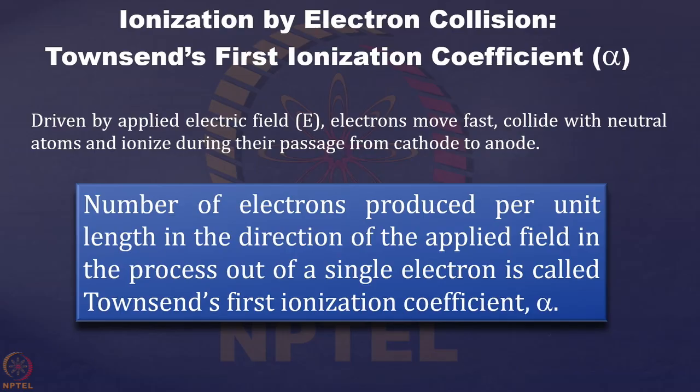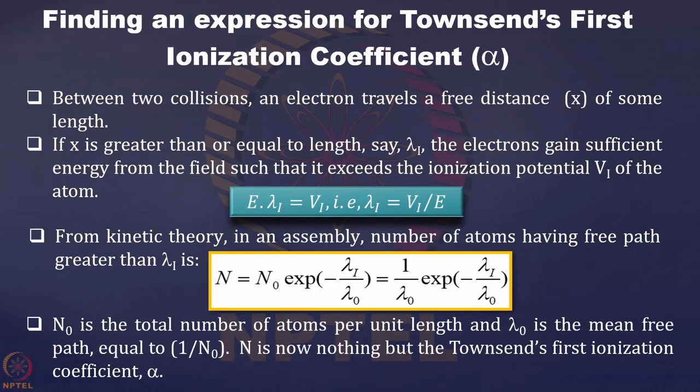So an electron is driven by an electric field, then it gains energy as it moves. The number of electrons that it produces per unit length in the direction of the applied field we will call the Townsend first ionization coefficient. So what is Townsend's first ionization coefficient? It is the number of electrons produced per unit length. Now we try to derive an expression for the Townsend first ionization coefficient.